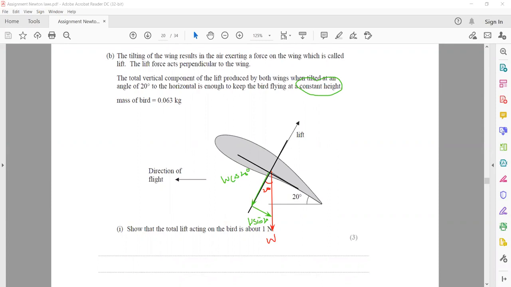The mass of the bird is given, the gravity is 9.81. So we can simply say that L is equal to W cos 20. And if W is equal to mg, so mg cos 20 is equal to lift. m is the mass of the bird in kilograms, which is 0.063, g is gravity 9.81, and cos 20. So when we solve, we'll get the lift, which is about 0.66 Newton. Is it clear?